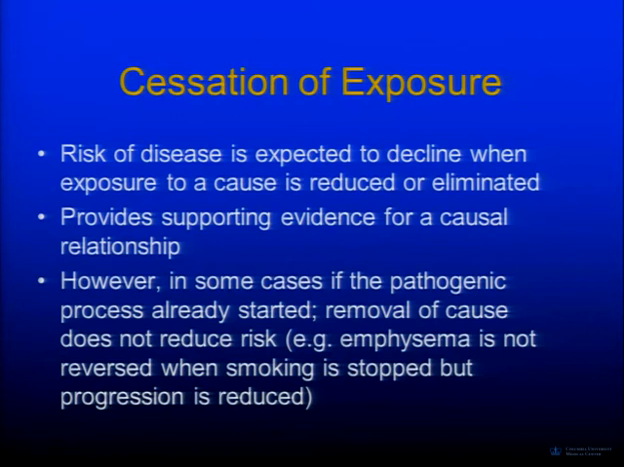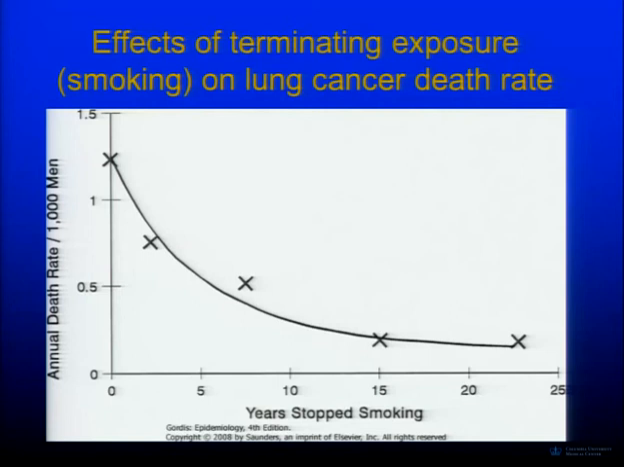So one of the other things that we can use for causal criteria is this concept of cessation of exposure. If you take the exposure away, do you see the risk of disease declining? And if you do, this provides supporting evidence for a causal relationship. Sometimes, even if you remove the cause, it's not enough. For example, if someone has emphysema, that doesn't get reversed just because they stop smoking. The progression might be reduced, but the disease doesn't go away. So it's more about looking at trends where we might actually see a difference.